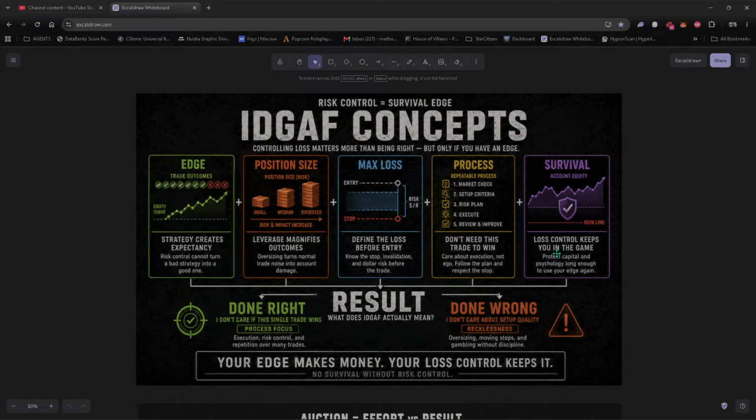Max loss. You need to set your risk before the trade starts, not moving it because you see candles heading towards your stop or away from your stop. Obviously, if you move into profit, you can always lock in profits, because that's part of managing risk.